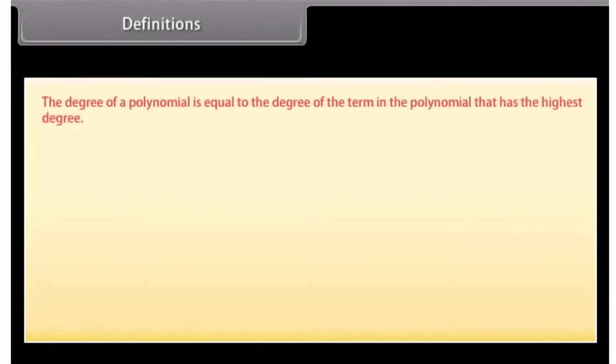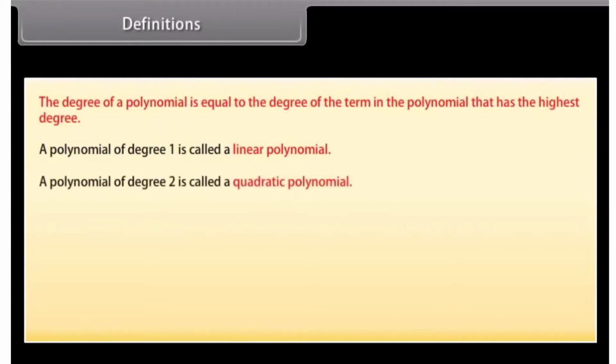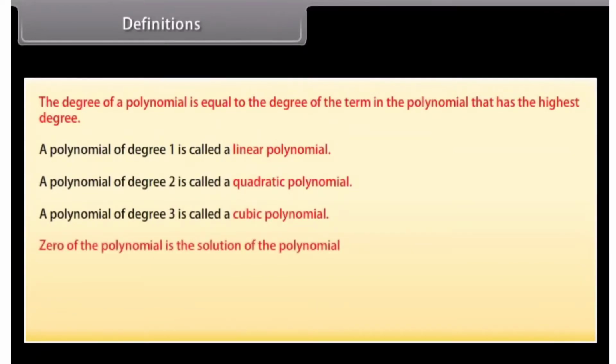Definitions. The degree of a polynomial is equal to the degree of the term in the polynomial that has the highest degree. A polynomial of degree 1 is called a linear polynomial. A polynomial of degree 2 is called a quadratic polynomial. A polynomial of degree 3 is called a cubic polynomial. 0 of the polynomial is the solution of the polynomial.